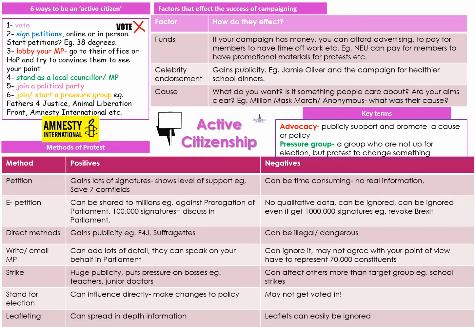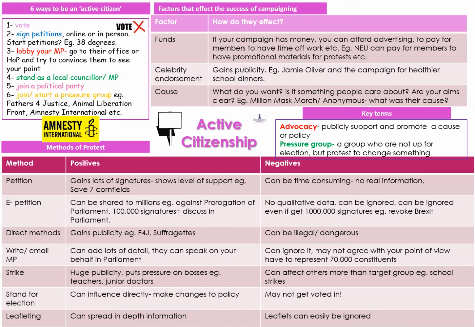They don't have to be illegal, though. It could be mass protest marches, and as long as they've been organised with the council and they are safe and safety measures are in place, then they will get lots and lots of attention, which is brilliant for your cause.